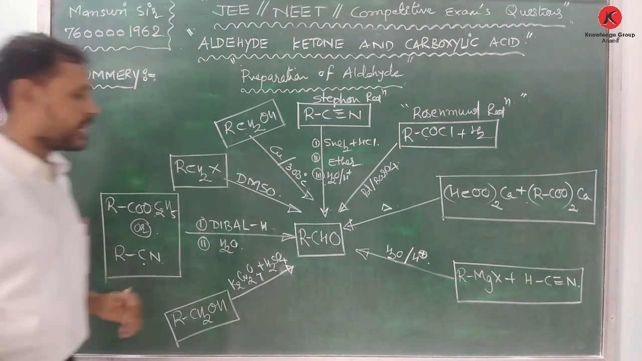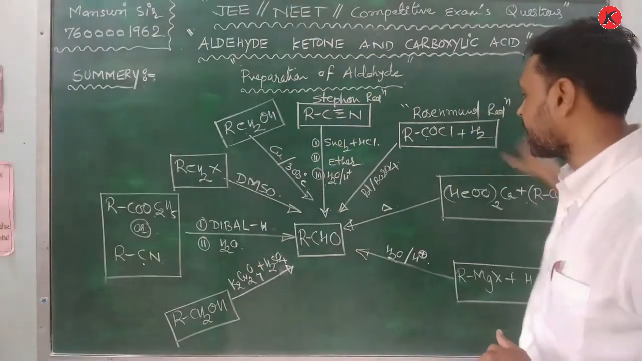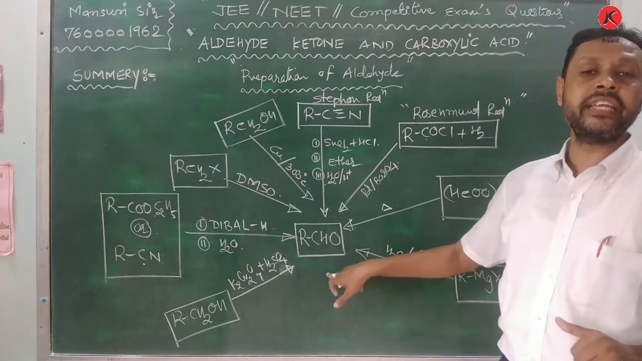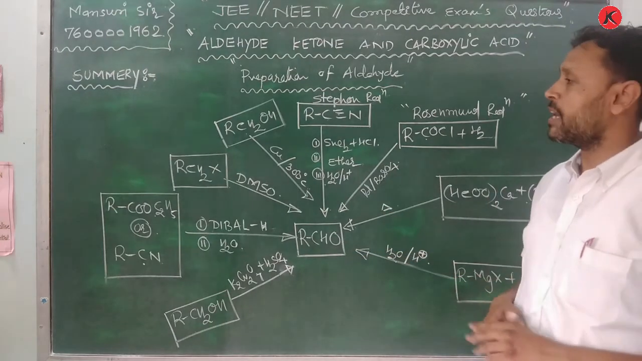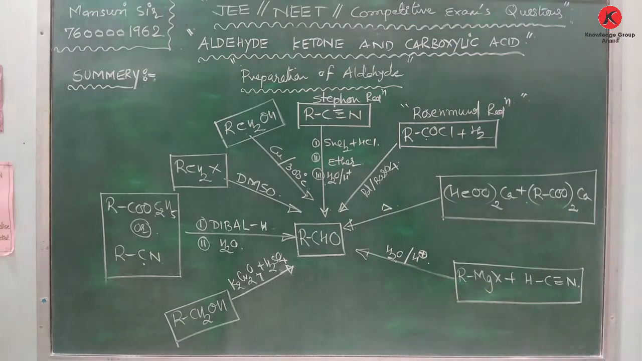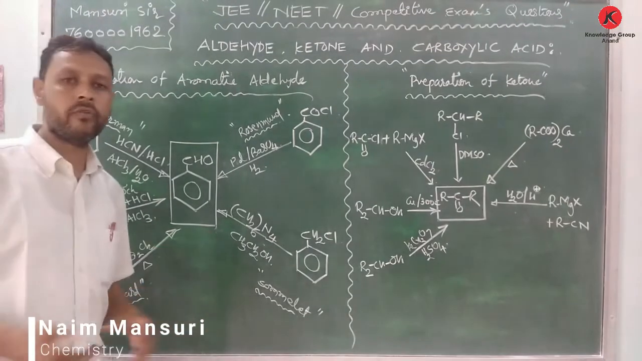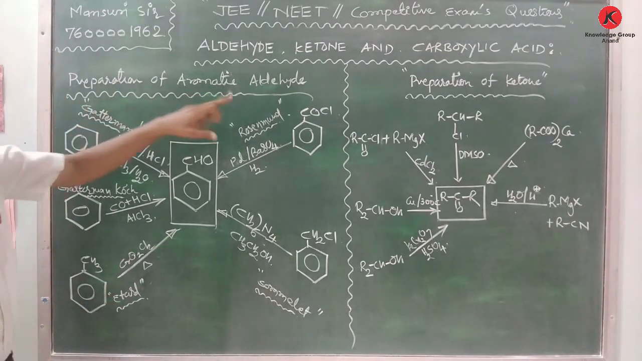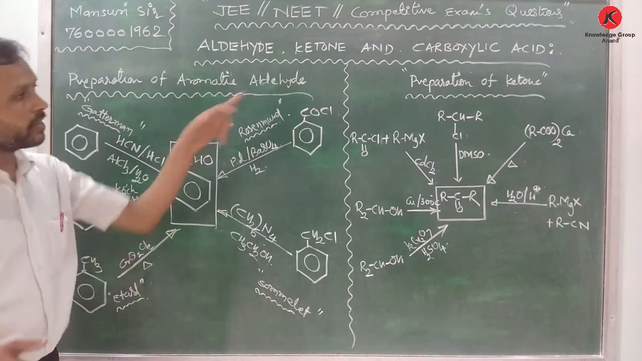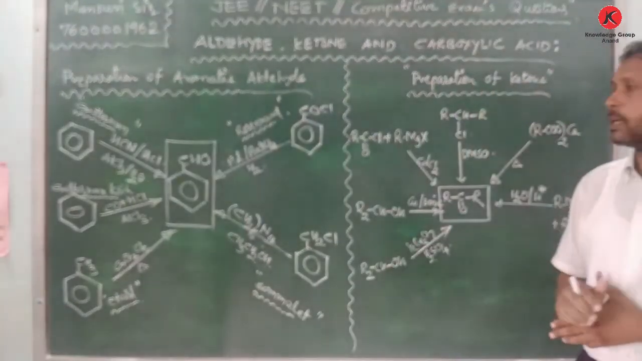In other words, this is my aliphatic aldehyde. By these reactions we can obtain aliphatic aldehyde. This was my summary of preparation of aldehyde. Okay, now we are going on to preparation of aromatic aldehyde, and thereafter preparation of ketone. Both these topics we are going through in summary view.